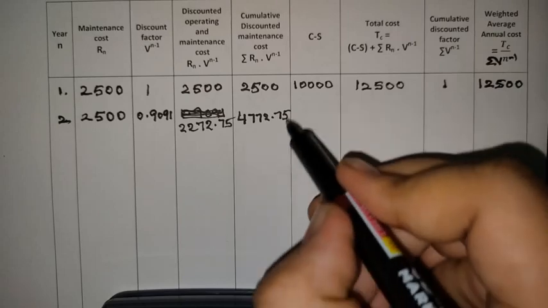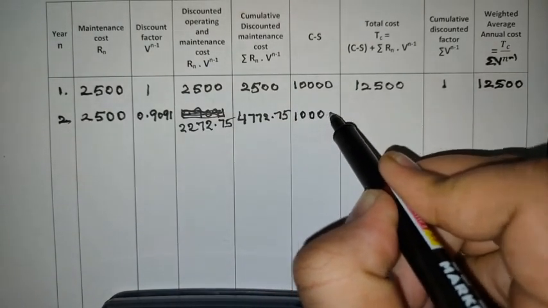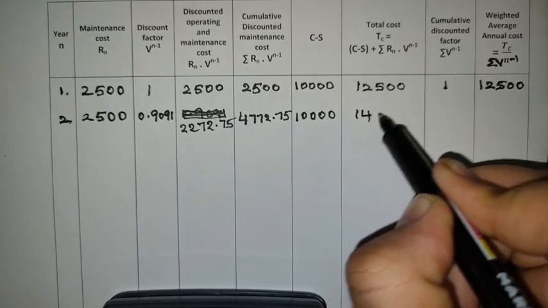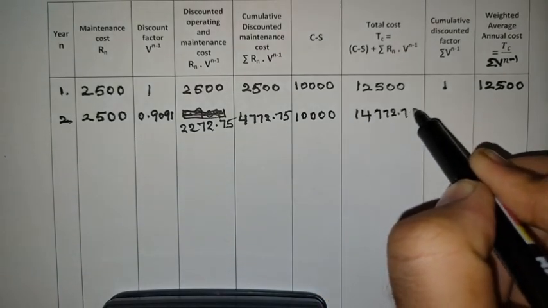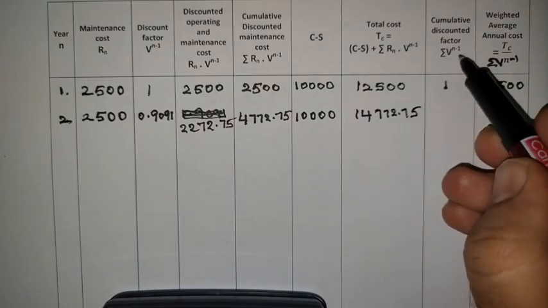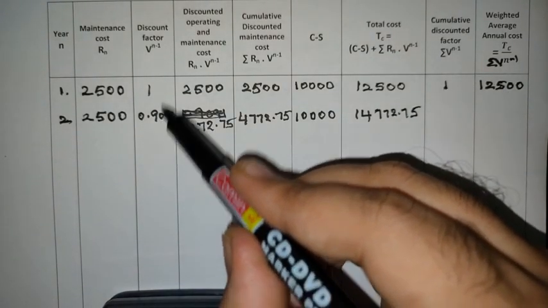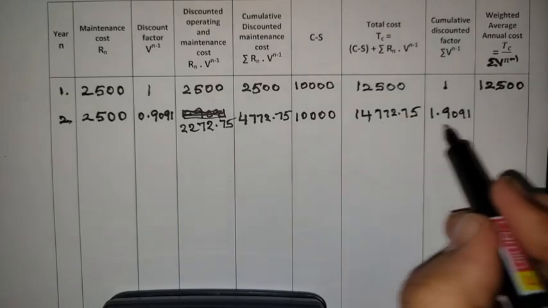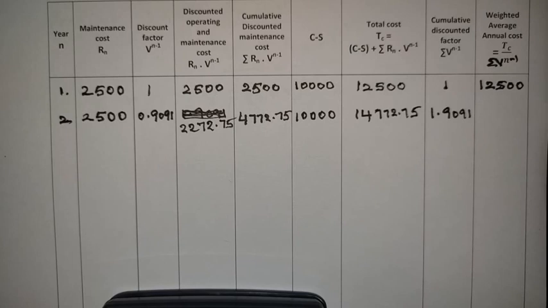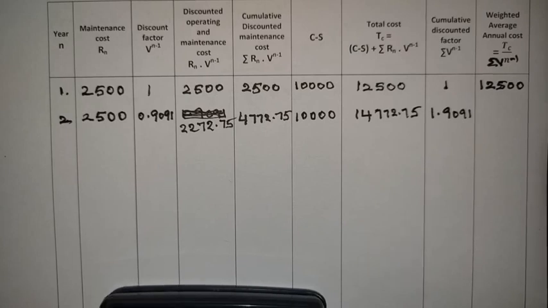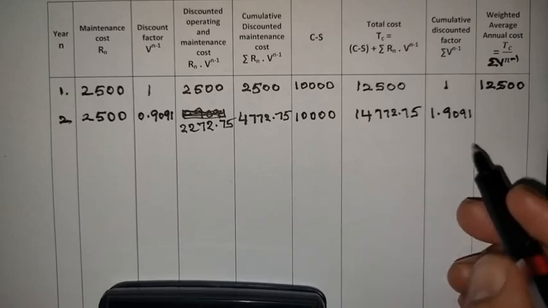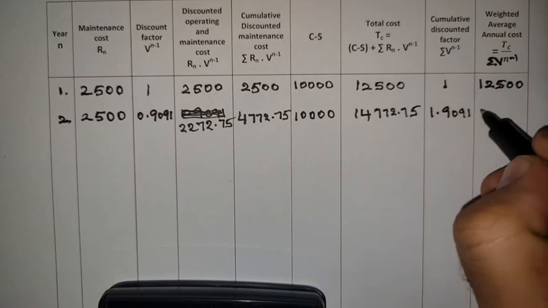4772.75. Next, C minus S is a constant value, that is 10,000. Next add these two, we will get 14772.75. Next, sigma v power n minus 1, so now add these two, so that we will get 1.9091. Then divide these two, we will get 7738.07.